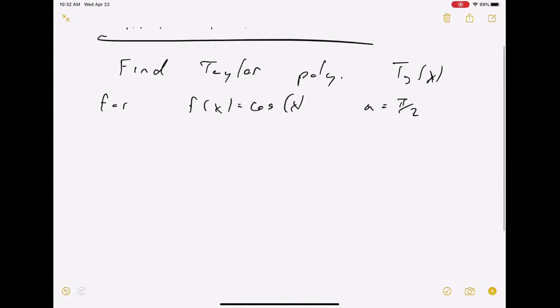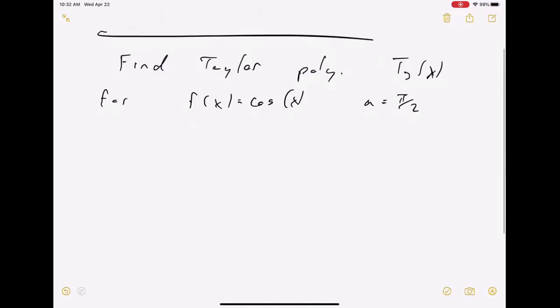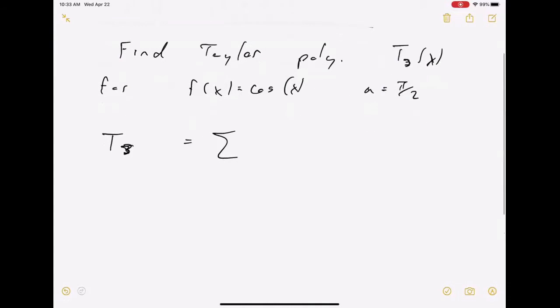Okay. So the first thing we do is the same process as finding our Taylor series. T3 of x is the third degree Taylor polynomial. So what do we do? Instead of going to infinity, we go to 3 up top.